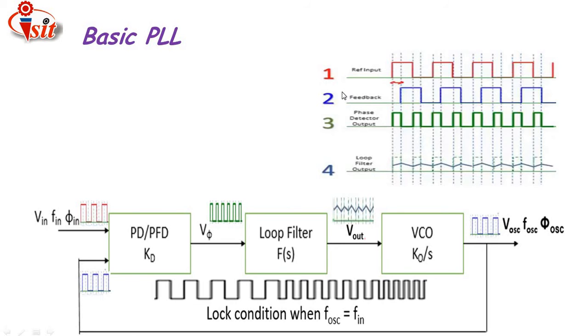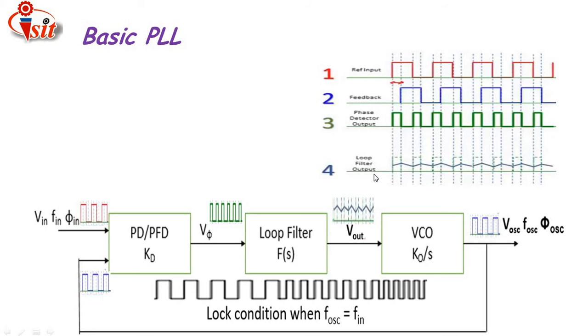In that, the first signal is given as the reference input voltage, the second signal is the feedback input voltage, the third signal is the phase detector output, and the fourth signal is the loop filter output. The reference input we are applying to the basic PLL diagram is shown over here. It has only the clock pulses signal. The second input is the feedback signal, which also has only the clock pulses signal. The third is the phase detector output, which is nothing but the clock pulses signal along with this.